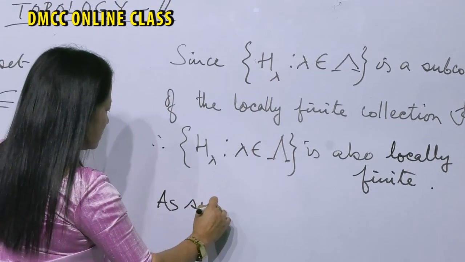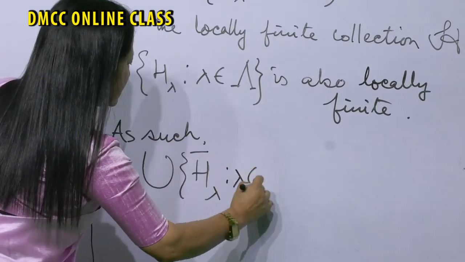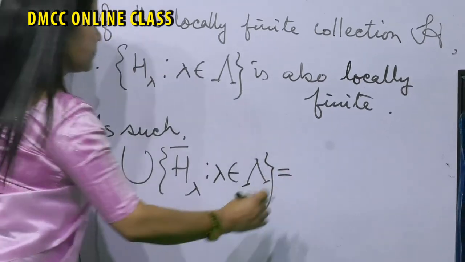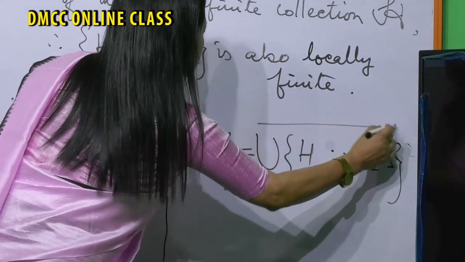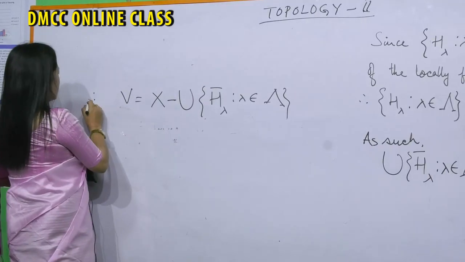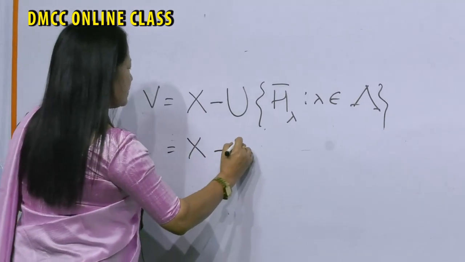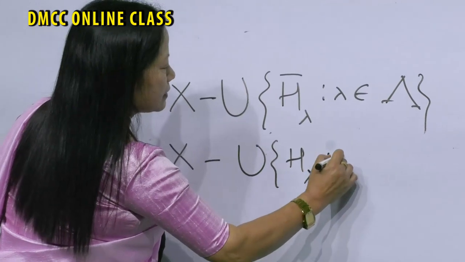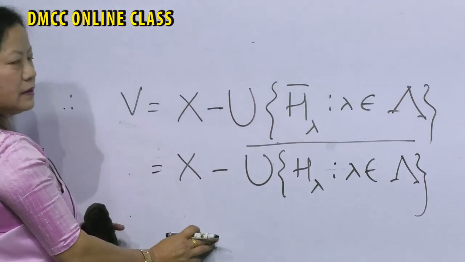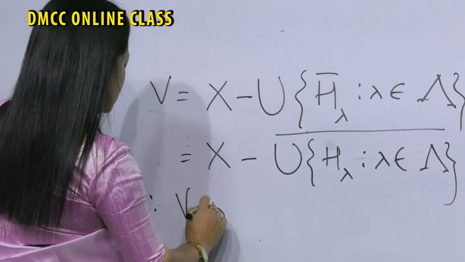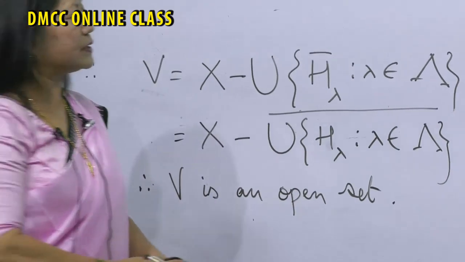As such, the union of S lambda closure, such that lambda belongs to the index set, is equal to the closure of the union of S lambda such that lambda belongs to the index set. Therefore, V is equal to X minus the union of S lambda closure, which can be written as X minus the closure of the union of S lambda. Now, X minus a closed set is open, therefore this V is an open set.